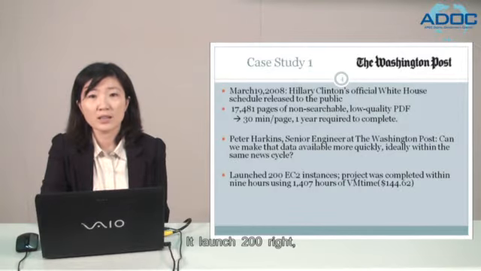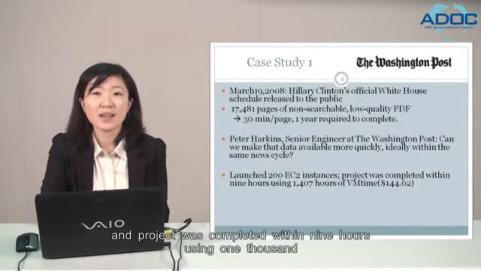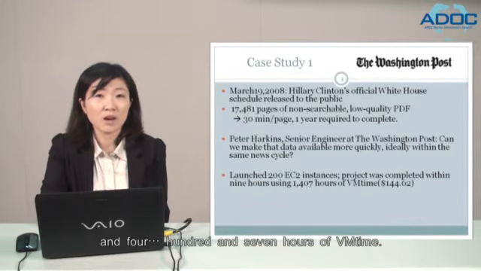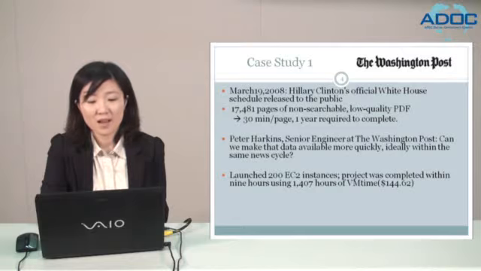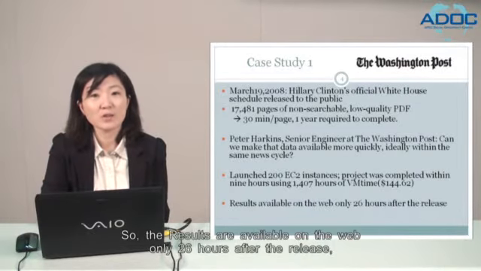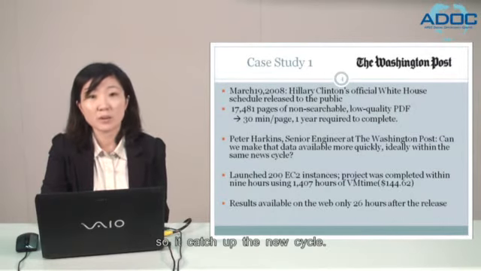It launched 200 EC2 instances. EC2 is the cloud service of Amazon. And the project was completed within 9 hours using 1,407 hours of VM time. VM stands for virtual machine, and it only costs $144. So the results are available on the web only 26 hours after the release, so you catch up with the news cycle.